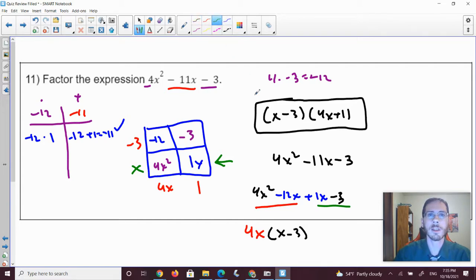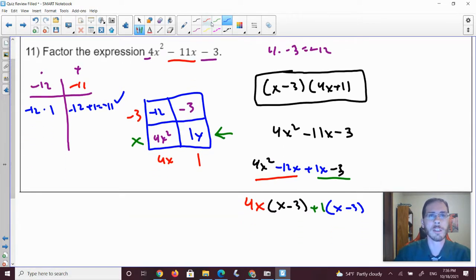On the other side, they don't have anything in common, so 1 is my greatest common factor. So that just gets left as is. So 1x divided by 1 is x. Negative 3 divided by 1 is negative 3. I check my parentheses are the same. Since my parentheses are the same, that tells me I did it correctly. I'm all good to go.